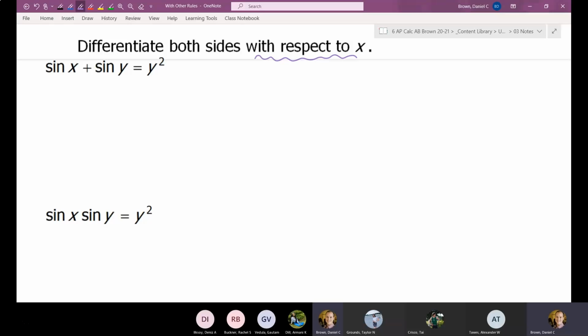And hopefully on that second one, you are using the product rule because it's the sine of x times the sine of y. And don't worry about solving for dy/dx. I just want to worry about us taking the derivative right now.